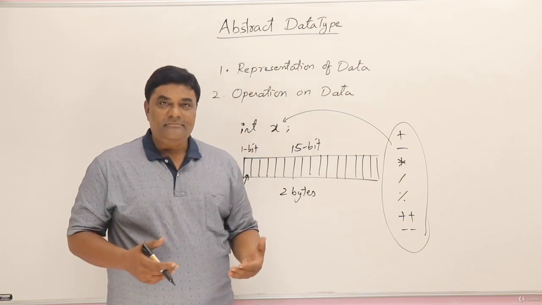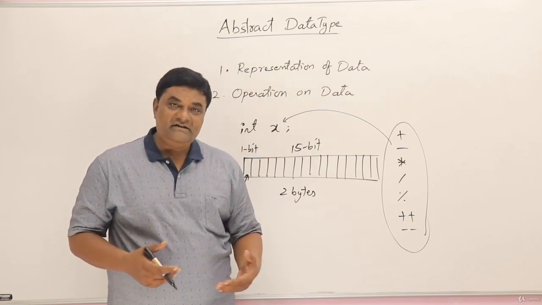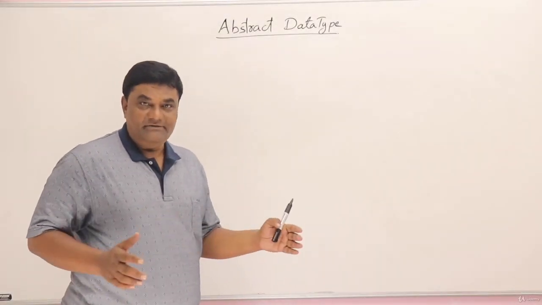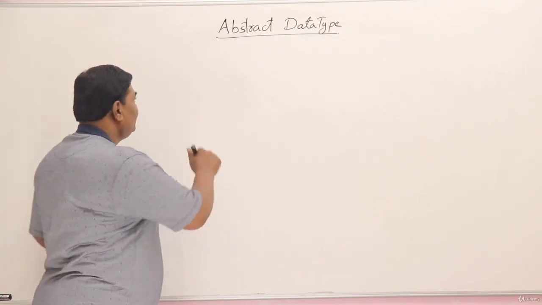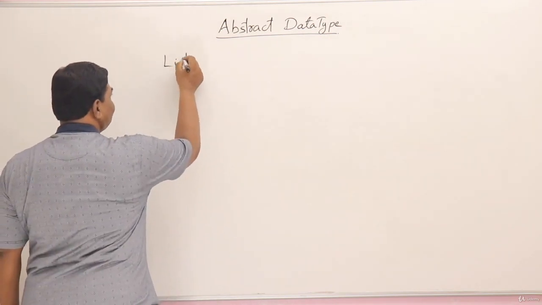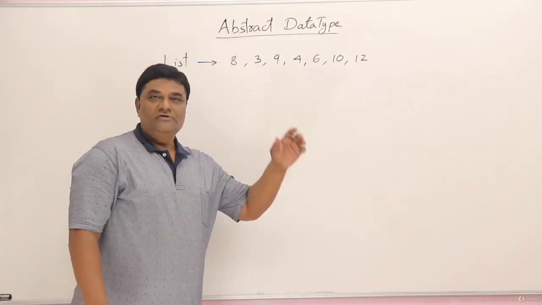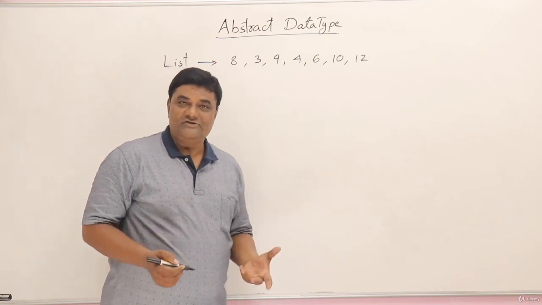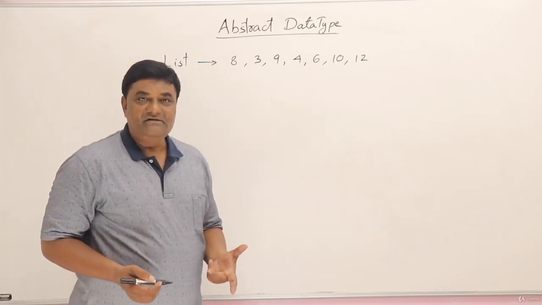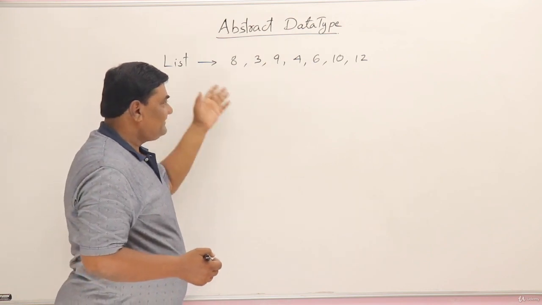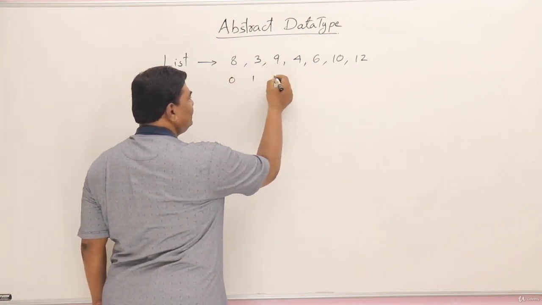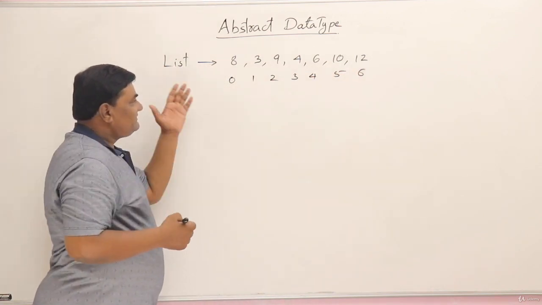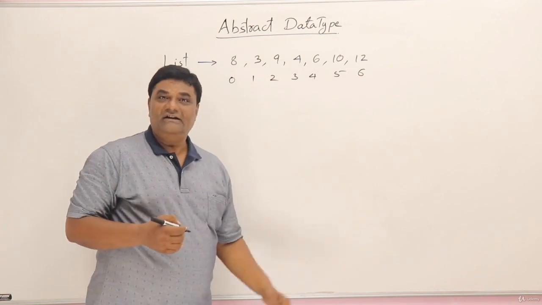So let us take the example of a list and define it as an abstract data type. That is a list of elements, or collection of elements. I'll take a few numbers randomly. So here I have taken the list of elements. Now I can give the indices either starting from 0 or 1. That depends on my requirement and on my definition. So I'll start indices from 0 onwards. So this is 0, 1, 2 and so on. This is a list, that is a collection of elements.